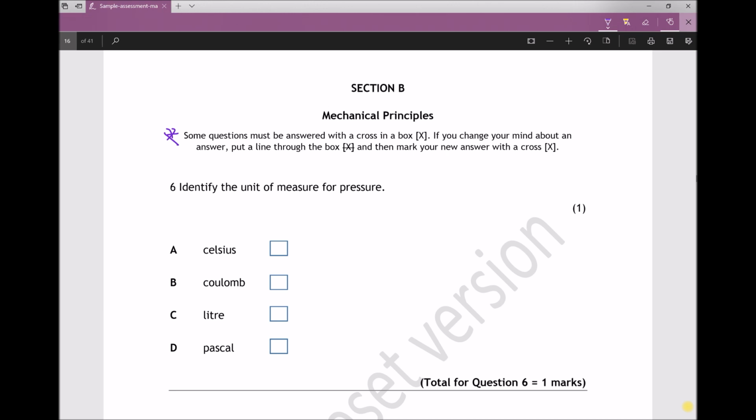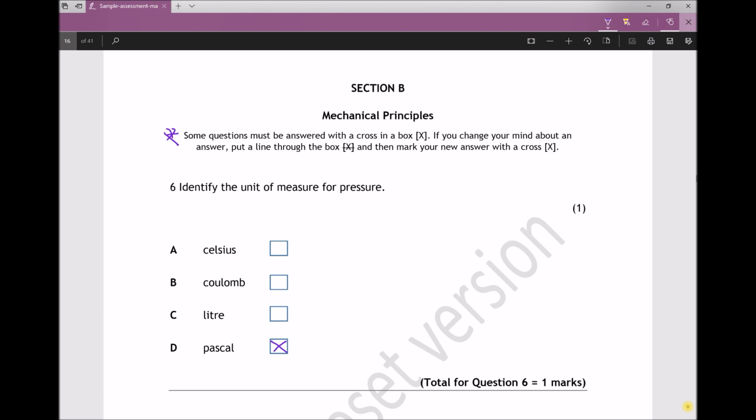Now, question 6 asks us to identify the units of measure for pressure. This is probably something you either know or you don't. The units for pressure are pascals. But let's assume you didn't know that. We could use a process of elimination.